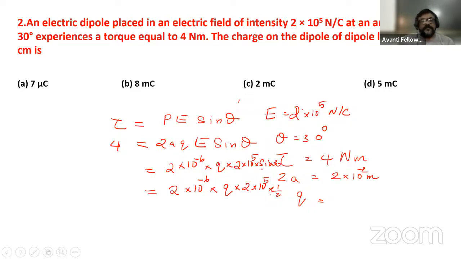Let me see if anybody has posted the answer in the chat box. Anybody got the value of Q from this? What is the right answer?